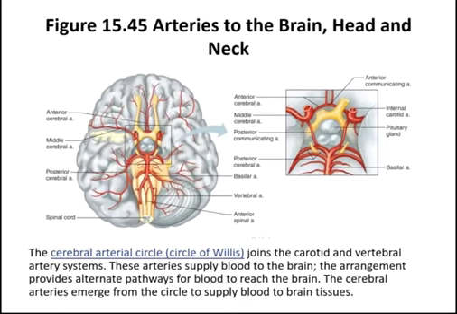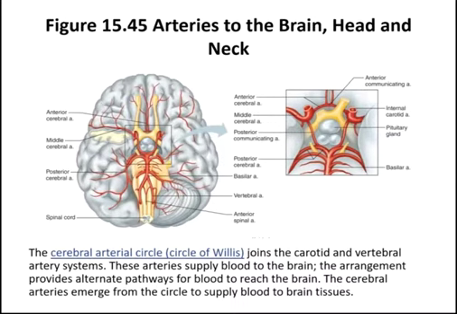So there's this interesting thing called the circle of Willis, or the cerebral arterial circle. This is a way of your brain backing up itself, so it has a backup to make sure that it gets a blood supply. We have two things going up there, the carotid artery and the vertebral artery systems. And then they fuse together into a circle, right? Called the circle of Willis.